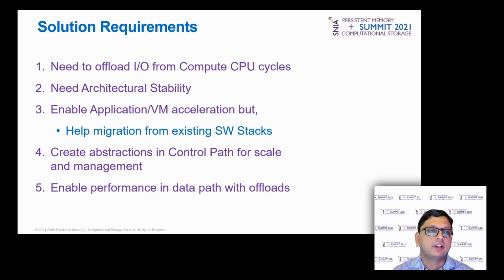So what kind of solution requirements do we see emerging? We certainly need to offload IO from the compute CPU cycles, but we need to do it in a way that gives us architectural stability. Just like CPU instructions provide architectural stability for a programming interface for an application, we need the same thing from an offload interface. We want to enable application and VM acceleration, and we want to help them migrate from their existing software stacks. We can do that in two ways. One is we can create abstractions in the control path for scale and management, but we can enable performance in the data path with offloads very surgically. So you get the best of both worlds.